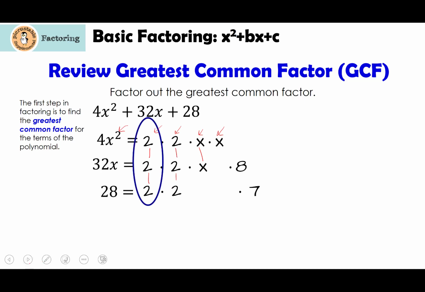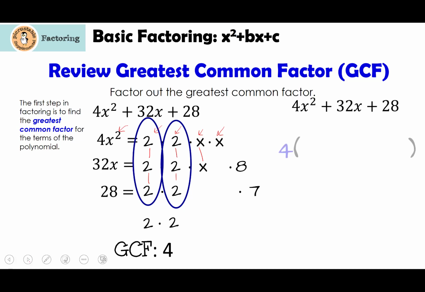What we do next is we're going to circle those. So we have a 2 times a 2. It turns out that our greatest common factor is 4. But we're not quite done yet because what we have to do is divide out the 4. Let's do that next. Here's our polynomial. We're going to be dividing out a 4. So that's why I have the 4 outside of my parentheses here.